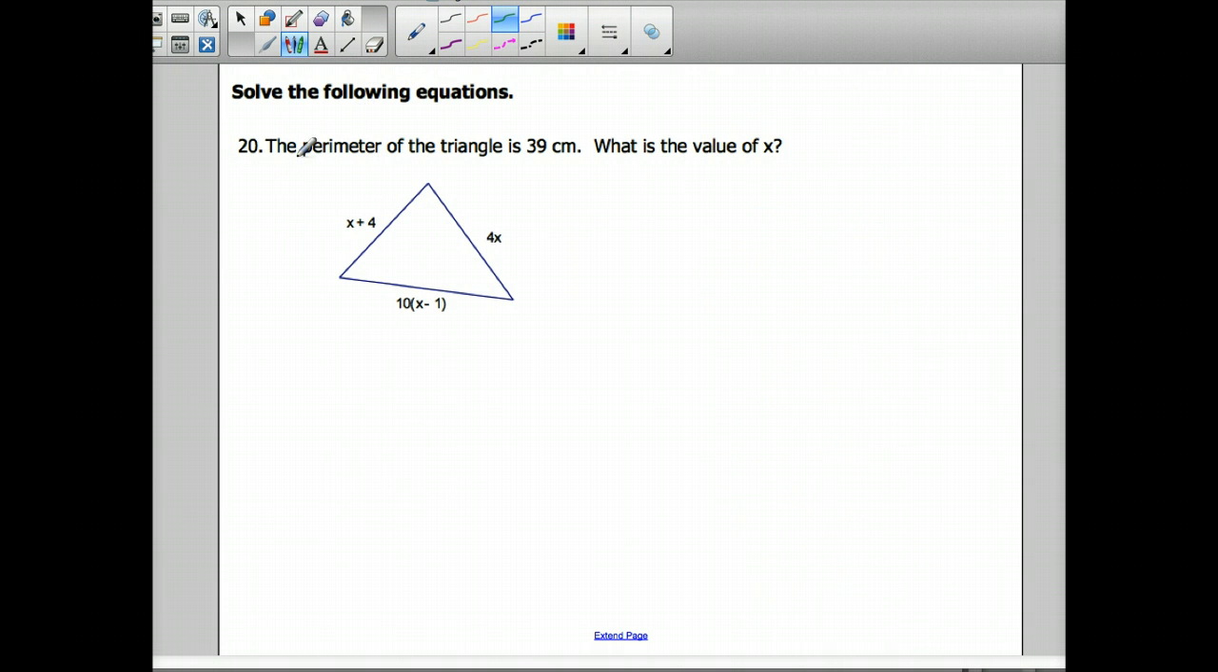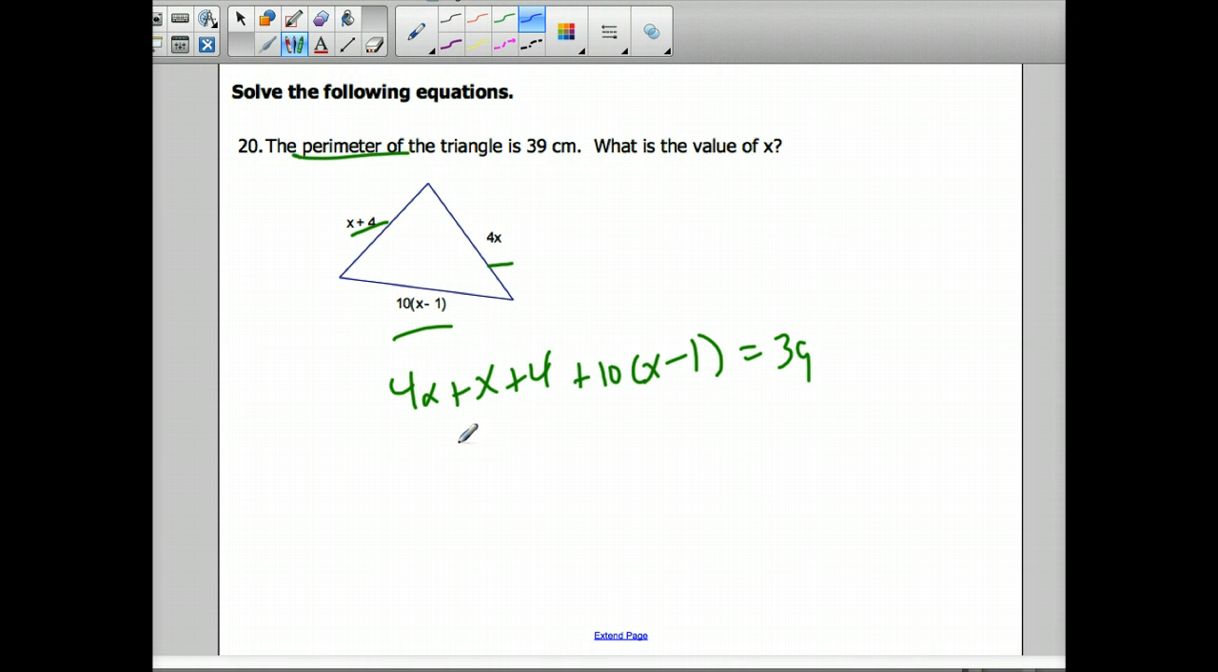The perimeter is when you add up all the sides. So that means if we add 4x plus x plus 4 plus 10x minus 1, that should equal the perimeter, which is 39. So let's solve for x.